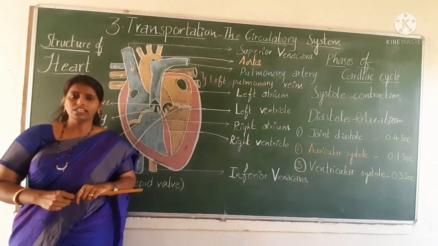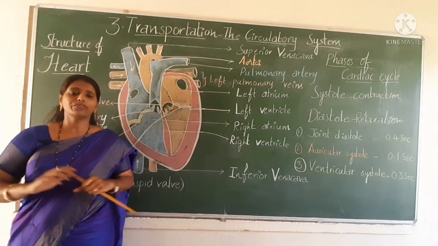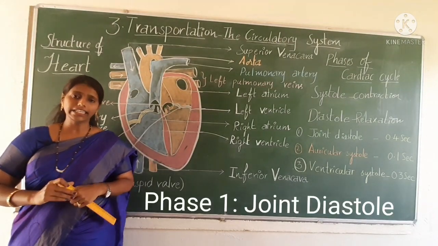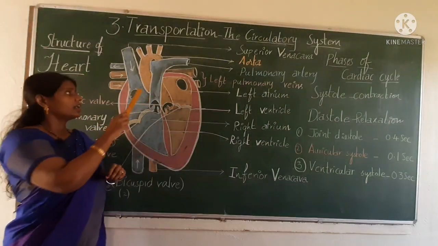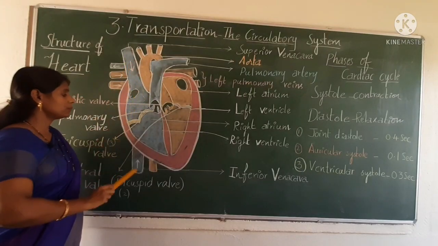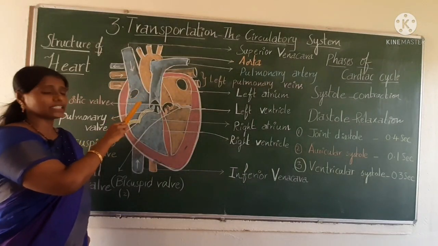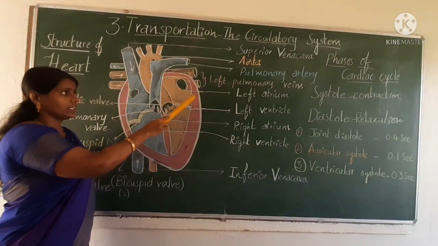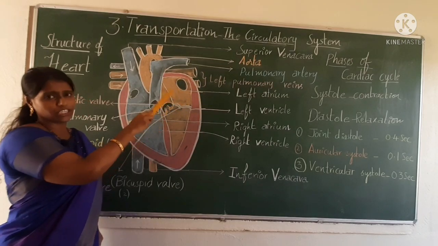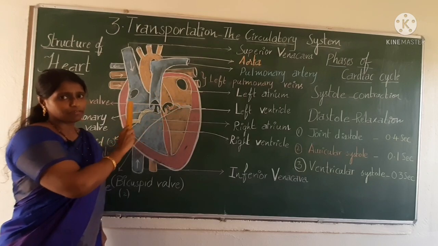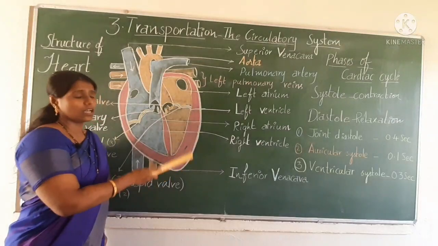Let us imagine that all the four chambers of the heart are in a relaxed phase, that is, they are in joint diastole. Now the precaval vein and the postcaval vein bring blood into the right atrium. Similarly, the pulmonary veins bring blood into the left atrium. Now the atria are filled with blood. The ventricles are still in a relaxed phase.